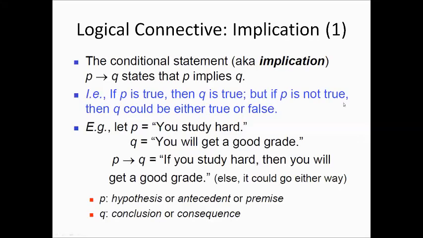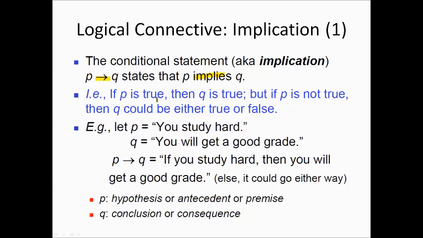Okay, now moving on to the next one, we will have the implication. This conditional statement, you can use the word imply or implies. If you see this symbol, the directional arrow going to the right, you can use the word imply. So if P is true, then Q is true. But if P is not true, then Q could be either true or false.